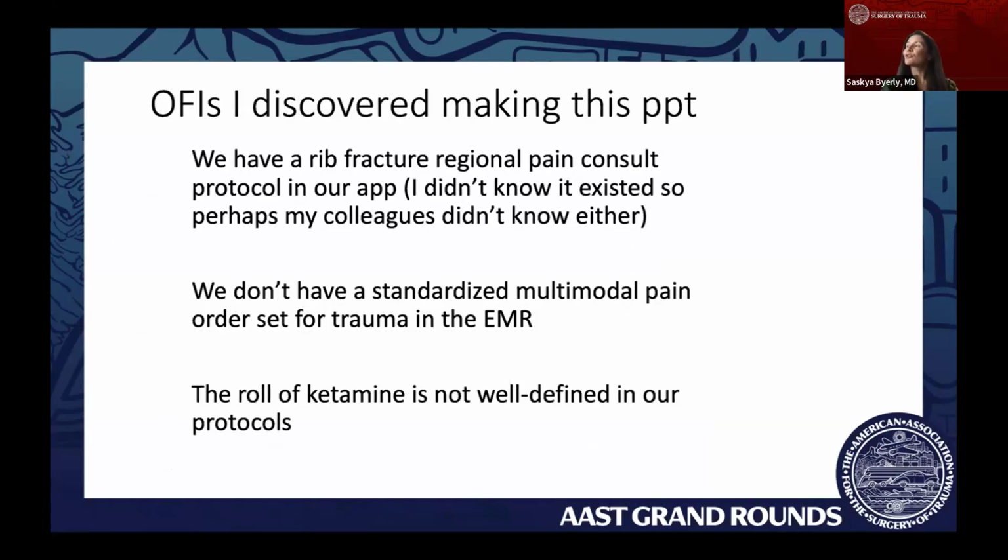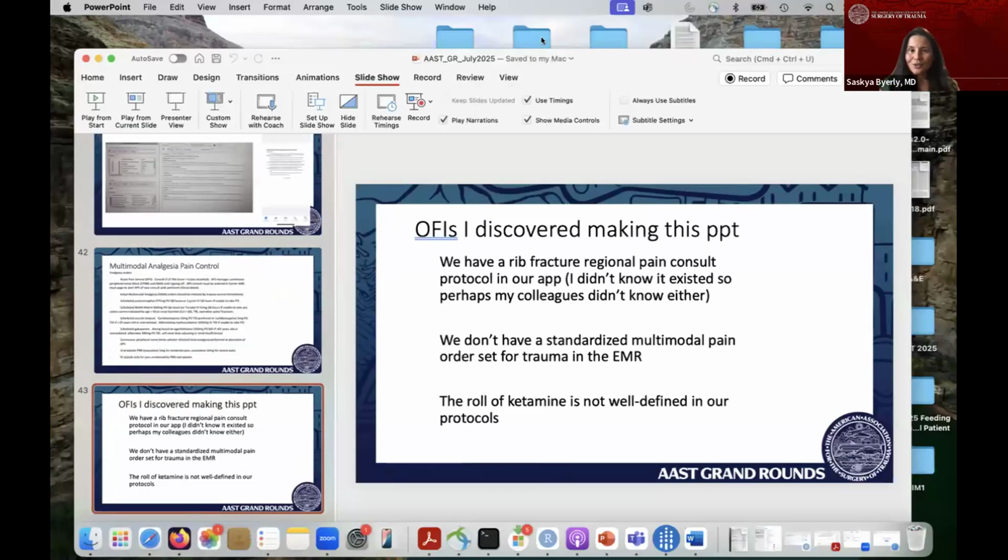So I think the opportunities for improvement, putting together this PowerPoint for our own program, were that I discovered we had a rib fracture regional pain consult protocol that was actually within our app, but I didn't know it existed. So perhaps some of my colleagues don't know it's there either. And then we didn't have a standardized multimodal pain order set for trauma in the EMR, which could be done and would be better for patient care, so that each intern isn't coming up with their own multimodal pain pathway. And then role is misspelled. Sorry, guys. The role of ketamine was not well defined in our protocols. So I think those are a few things that we will work on in our own program.